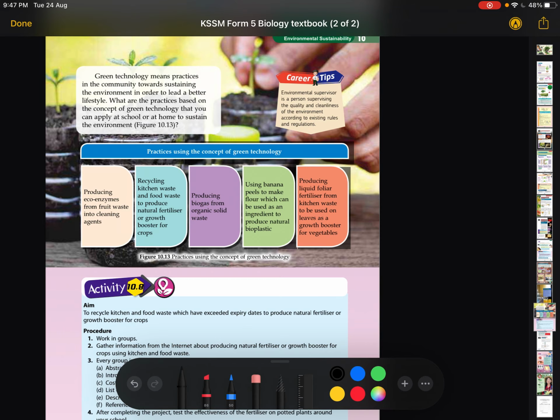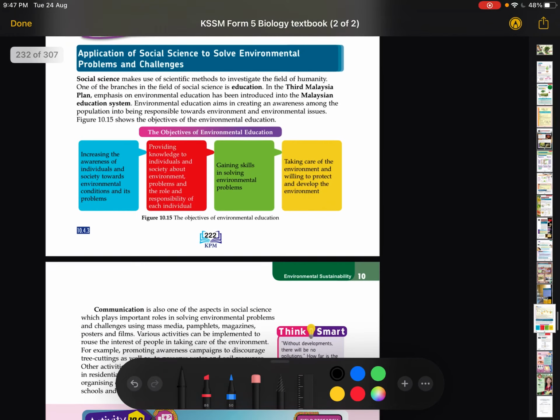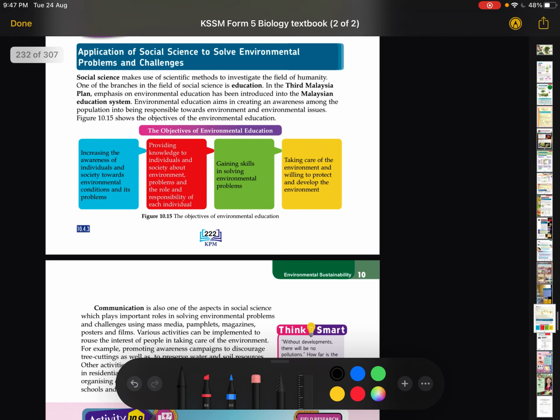And lastly, you can make fertilizer out of liquid. It's the same thing lah. You can use kitchen waste and food waste to become a fertilizer.